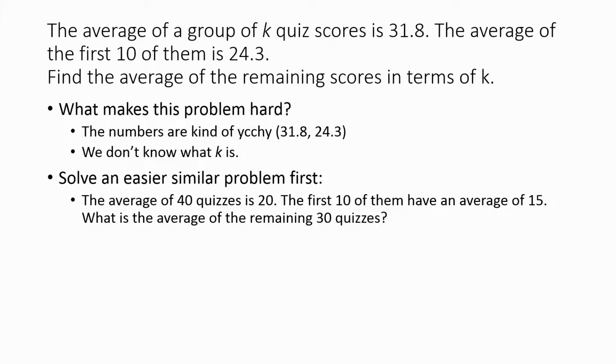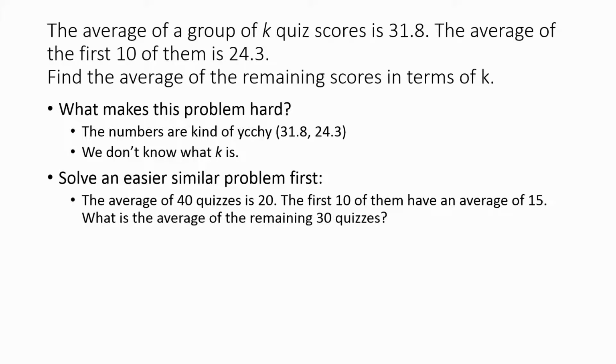So we're looking for a formula involving K that'll tell us what the average of the leftover quiz scores is after 10 are subtracted. So what makes this problem hard? Well, the numbers are kind of awful, 31.8 and 24.3. And the big one is we don't know what K is. So instead, in order to see what's going on, we're going to start by solving an easier, similar problem. Suppose K is 40.